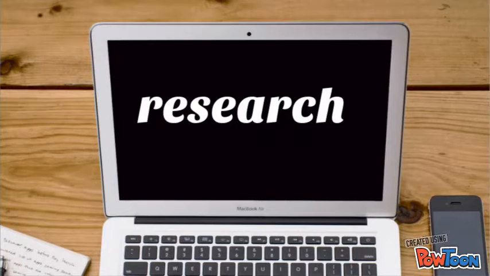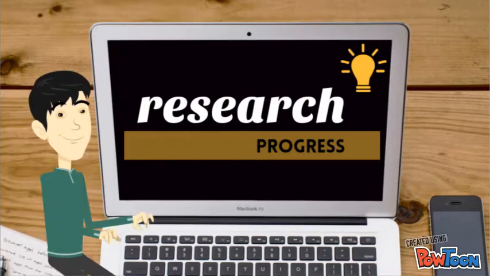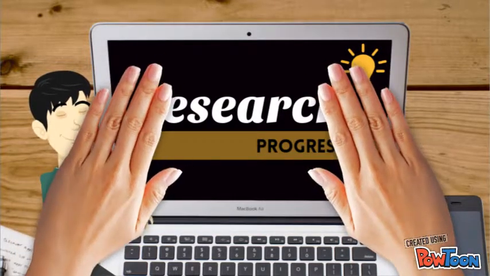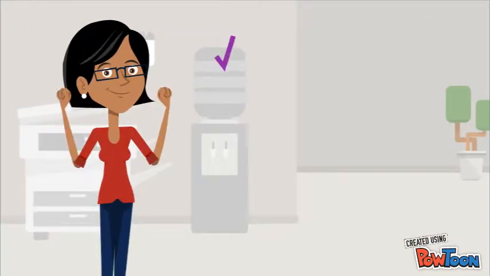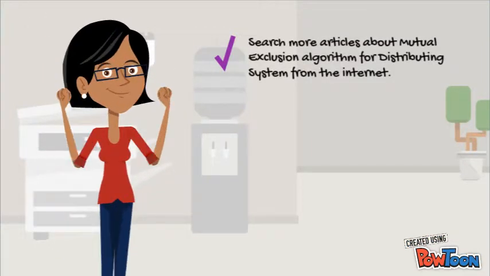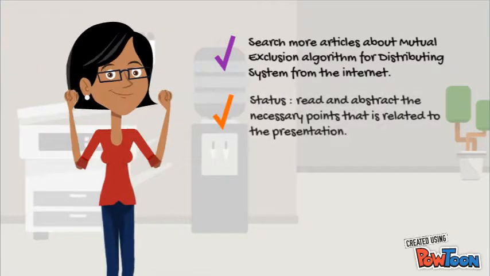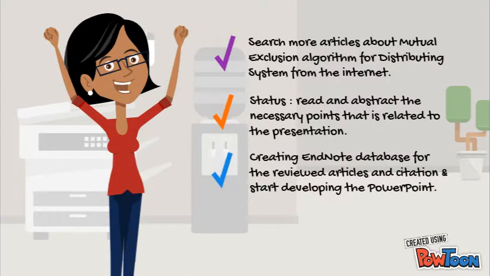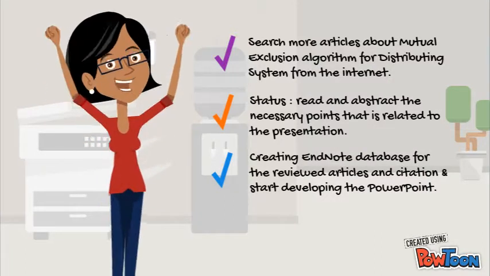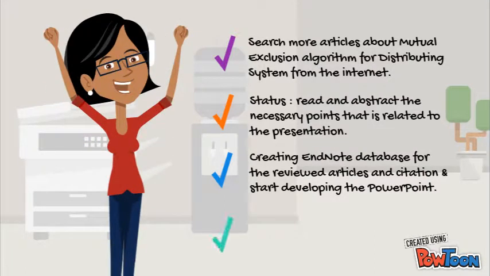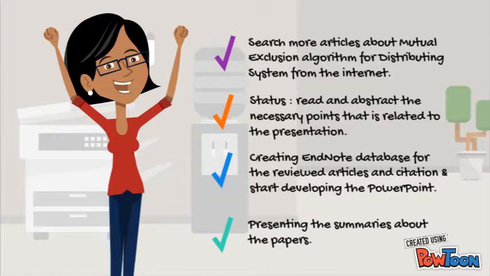Research progress. Search more articles about mutual exclusion algorithms for distributed systems from the internet. Next, abstract all necessary points from the related articles. Then, create an EndNote database for the reviewed articles and citations, and start developing the PowerPoint and presenting the summaries about the papers.